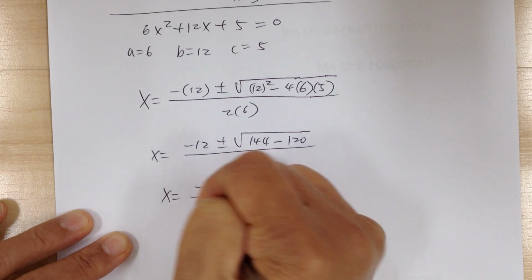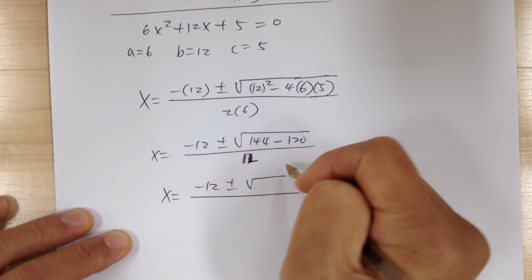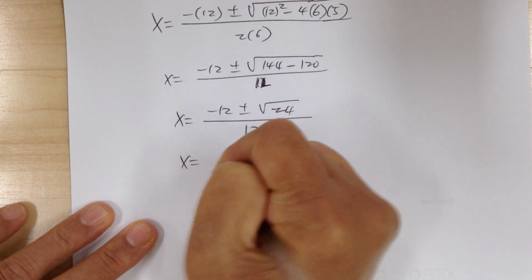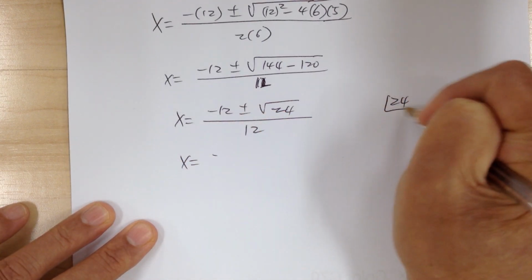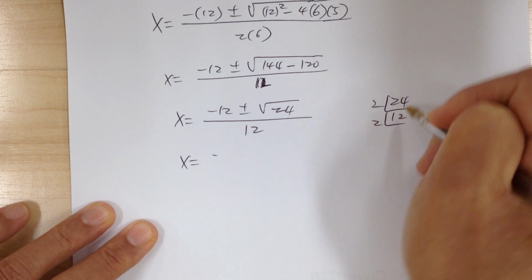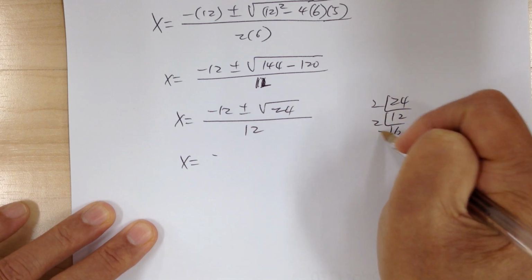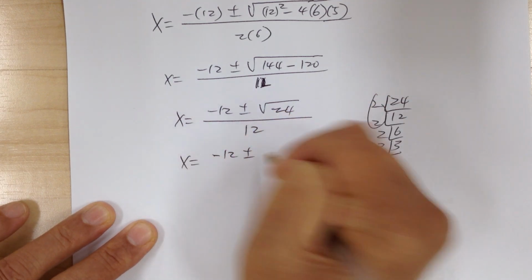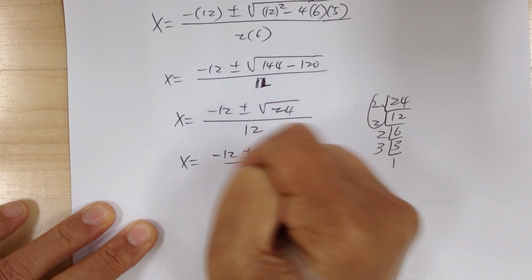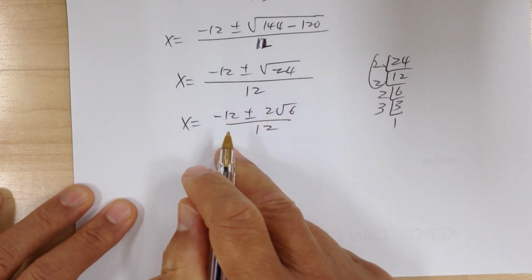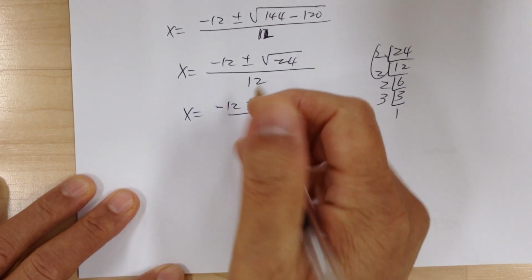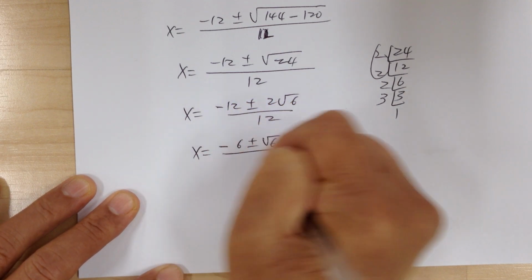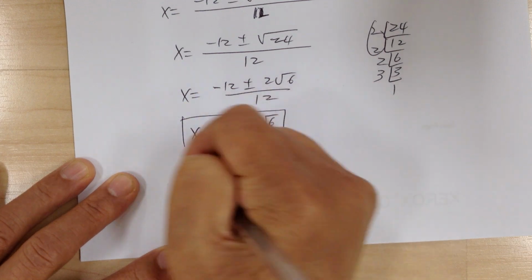So x equal to negative 12 plus or minus square root of 24 over 12. You can go off to the side to simplify the square root of 24. So this comes out to negative 12 plus or minus 2 square root of 6 over 12. Then after that, go ahead and divide everything by 2. So x equal to negative 6 plus or minus square root of 6 over 6. So that's your exact answer.